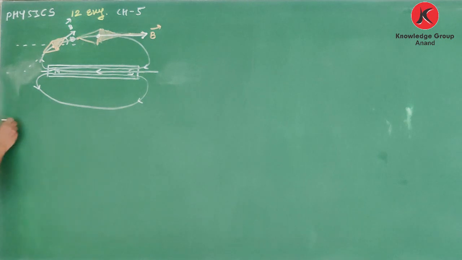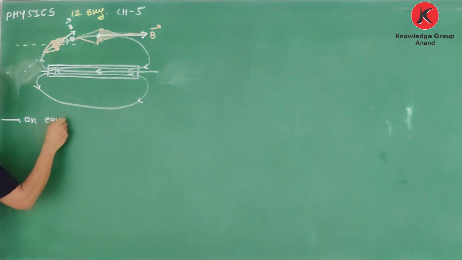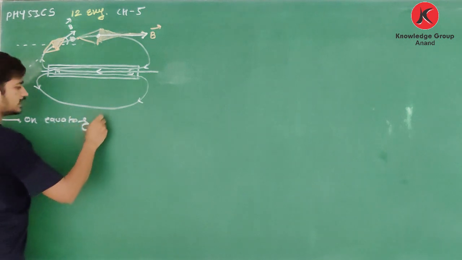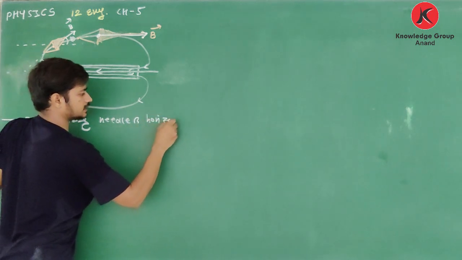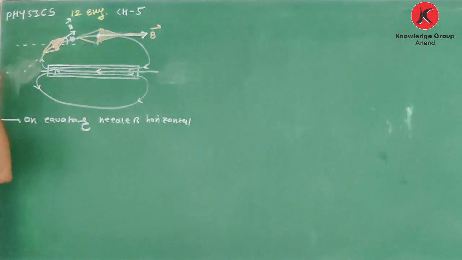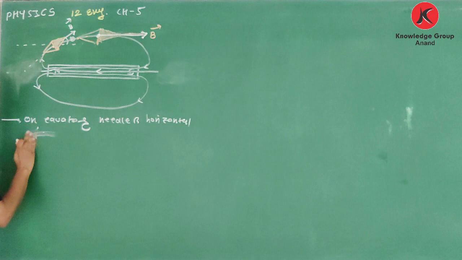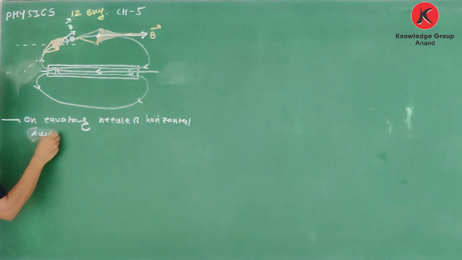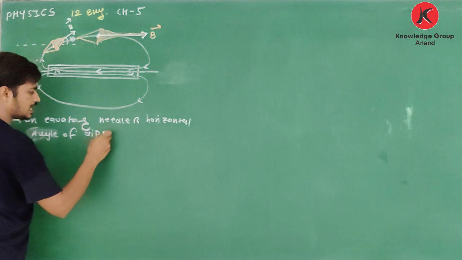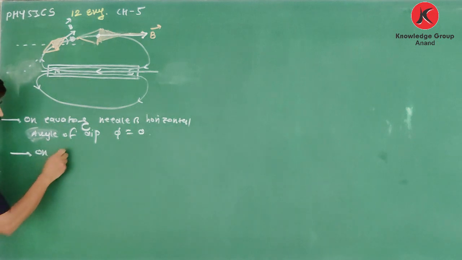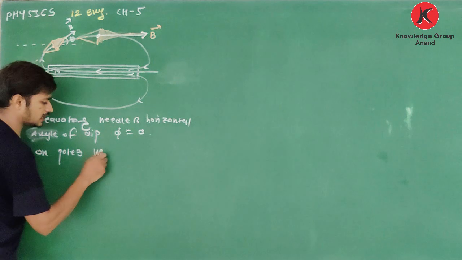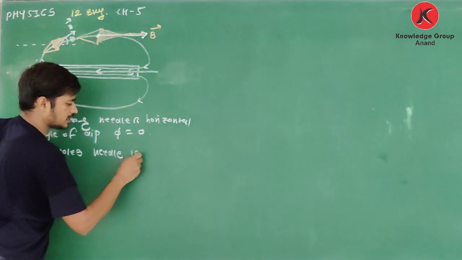So yes, on the equator, the needle is horizontal. And the needle is in the horizontal direction, so therefore on the equator the dip angle phi is equal to 0. While on the poles, the needle becomes vertical.